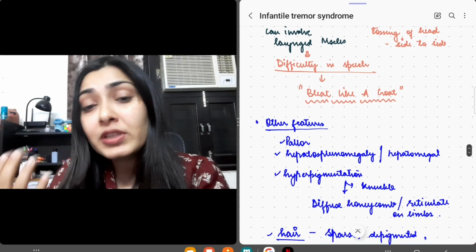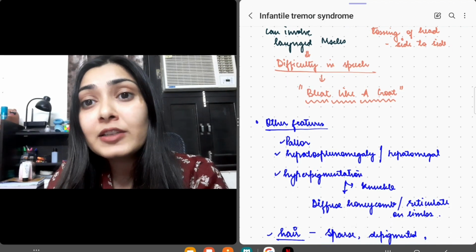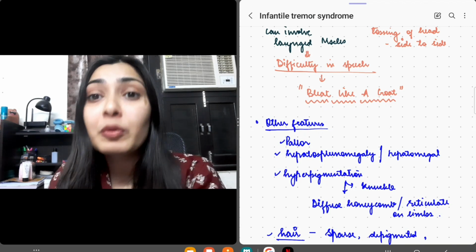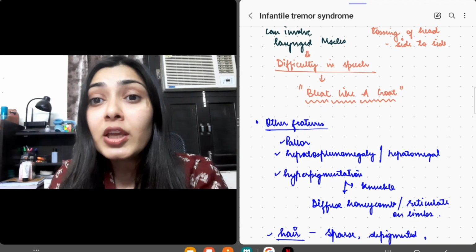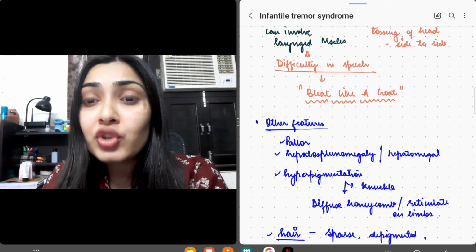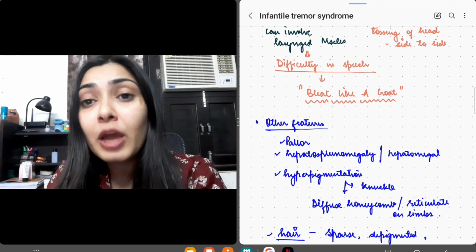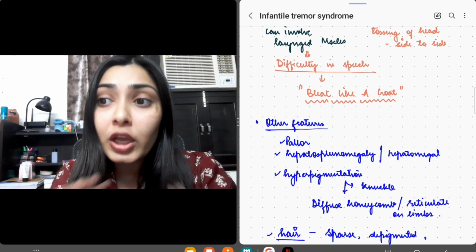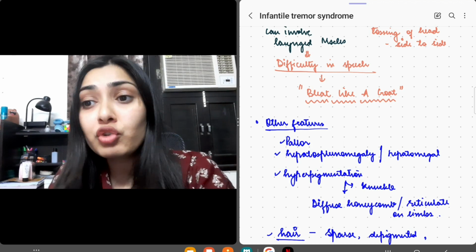The peculiar physical finding that is seen in ITS patients is hyperpigmentation. You will classically see hyperpigmentation of knuckles, right? Even in the mother of that child, you can see the same. There would be hyperpigmentation of knuckles, and over the body there can be a diffuse honeycomb or reticulate pigmentation.